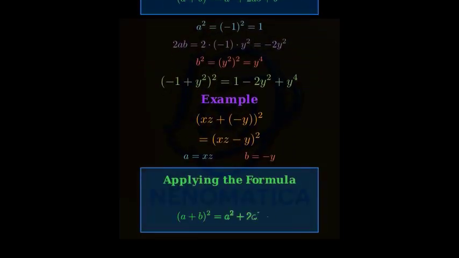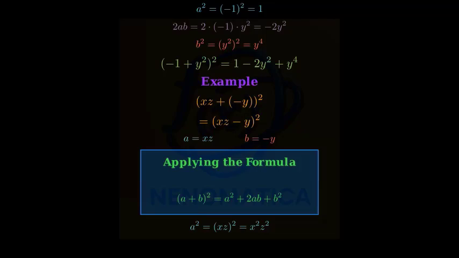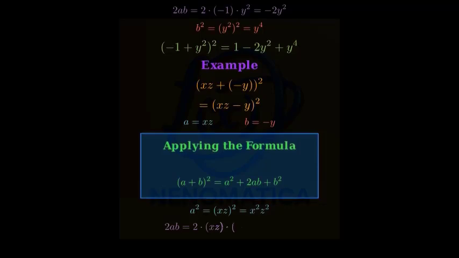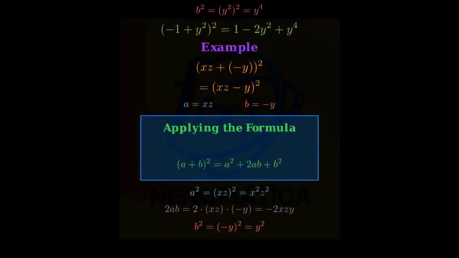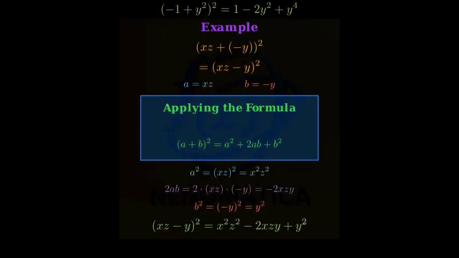First, a squared equals xz squared, which equals x squared z squared. Next, 2ab equals 2 times xz times negative y, which equals negative 2xzy. Finally, b squared equals negative y squared, which equals y squared. Putting it all together, we get x squared z squared minus 2xzy plus y squared.